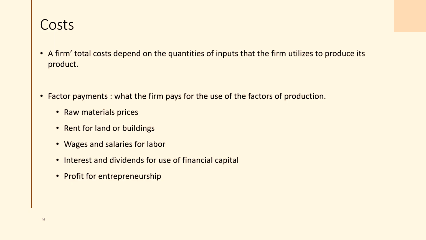Now let's connect production to cost. A firm's total cost depends on how many inputs it uses and the prices of those inputs. Firms must pay for factors of production such as raw materials, rent, wages, and financial capital. These payments are called factor payments, and they determine the firm's cost structure.